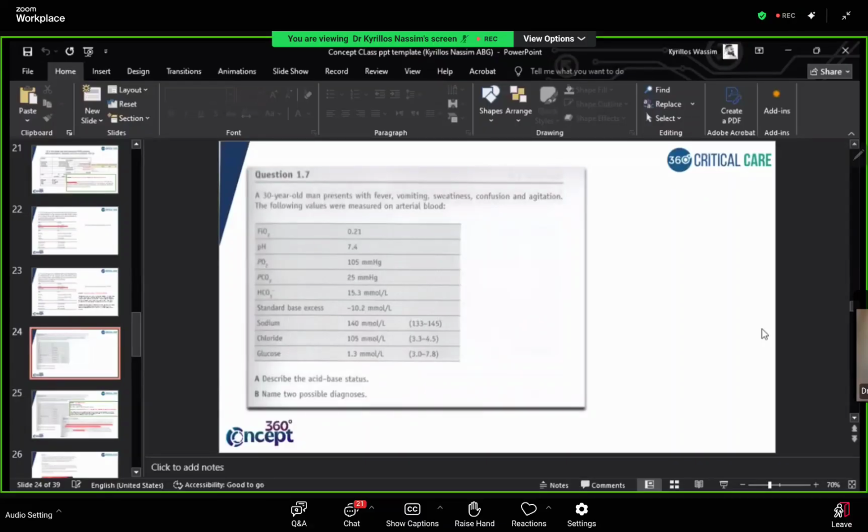A 30 years old man presents with fever, vomiting, sweating, confusion, and agitation. The following values are measured on the arterial blood. Describe the acid-base status and name two possible diagnoses. And I repeat, here the pH is normal.